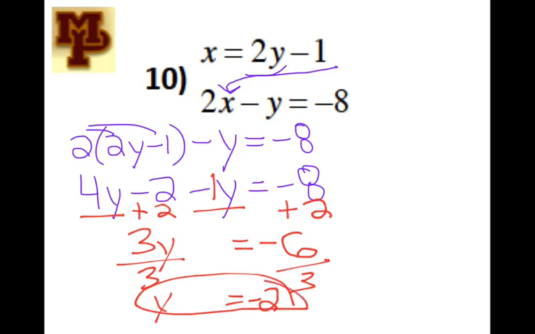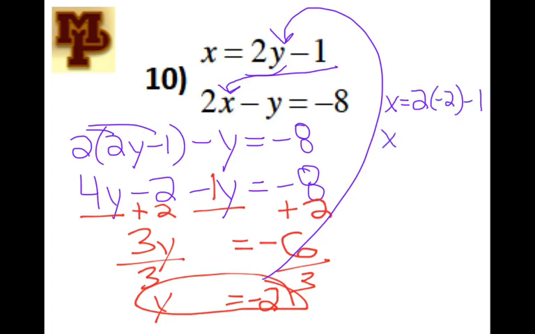Now if y equals negative 2, then you can go into the best spot to try to figure out what the x is, which in this case would be right in that top equation. So this would be x equals 2 times y, and now we know y equals negative 2. So 2 times negative 2 minus 1. So x equals negative 4 minus 1, which is negative 5. So we put the two together as an ordered pair. We got negative 5, and then we got negative 2.